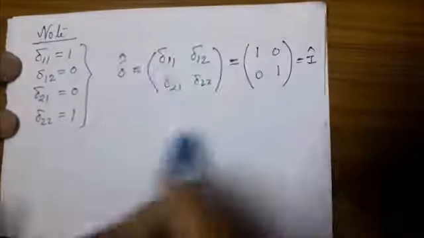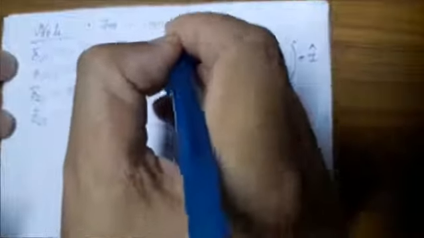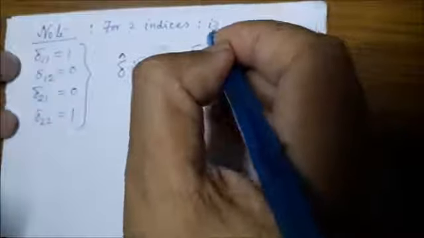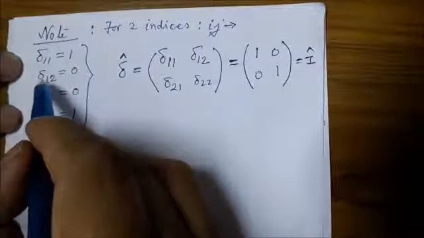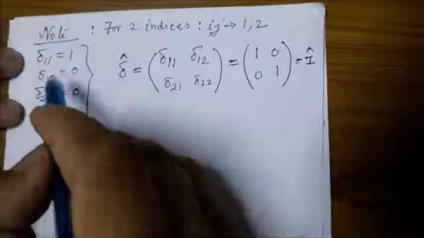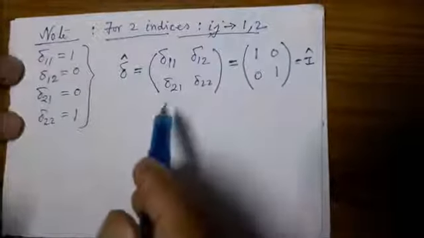Now this holds for two indices. So this note holds for two indices. And what are the indices? The indices are i and j. And i represents 1, 2, and j also assumes values 1 and 2. So for two indices, this is the shape of Kronecker delta symbol or function.